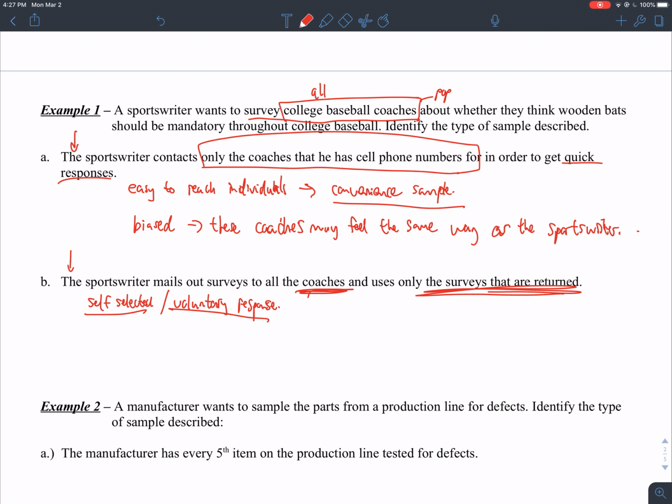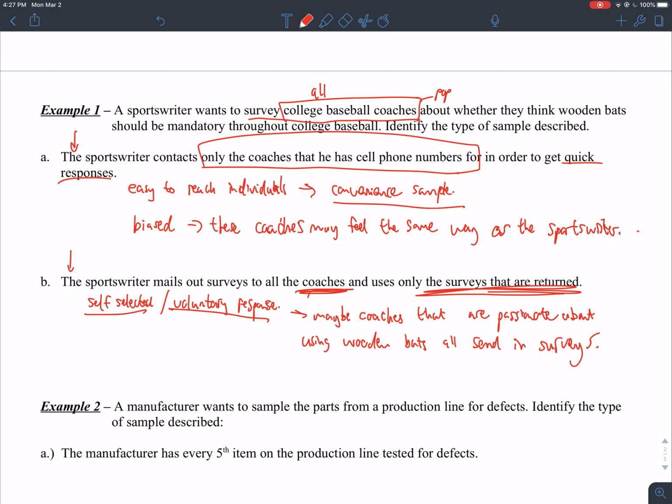Okay, and same thing here. Maybe people who don't care about what type of bat you use won't send in anything. So you can say maybe coaches that are passionate about using wooden bats, okay, all send in surveys.